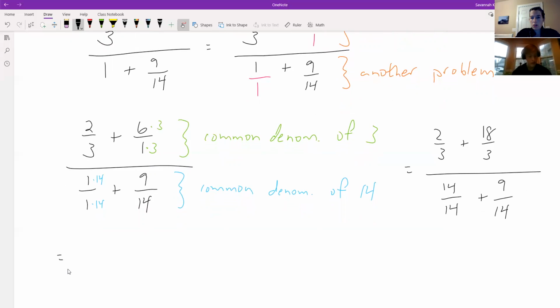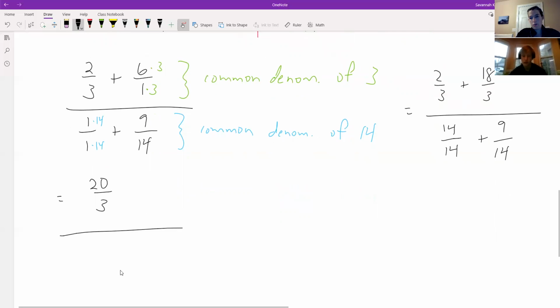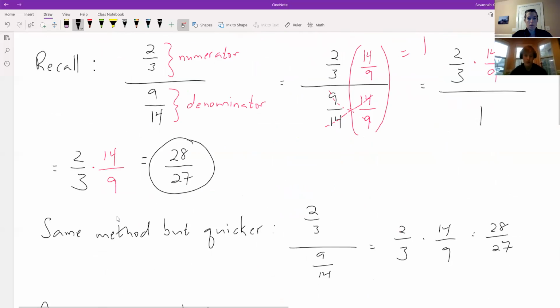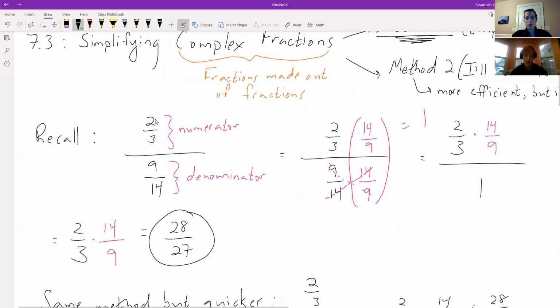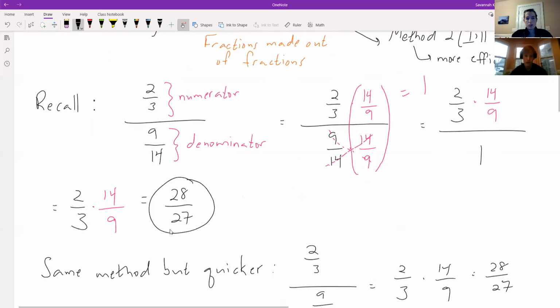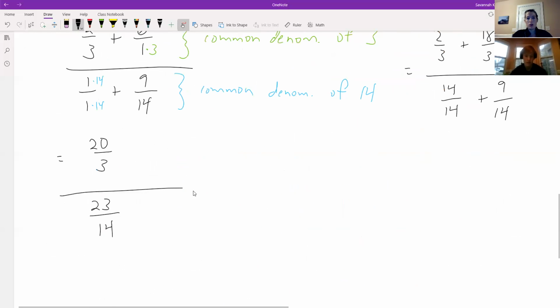So what we get, again, who knows where this is going to go because I made this up off the top of my head since the book didn't give enough examples. So 20/3 is what the top problem comes down to. And let's see, 14 plus 9, that's 23/14. So that's what I'm looking at. And at this point, I am right where I was at the beginning of an earlier example, where I just had two fractions stacked on top of each other. So it's time to invert and multiply.